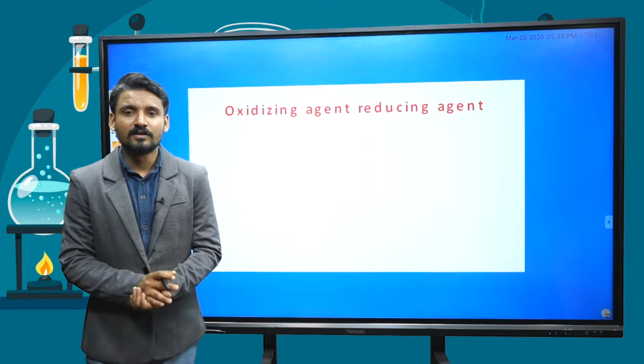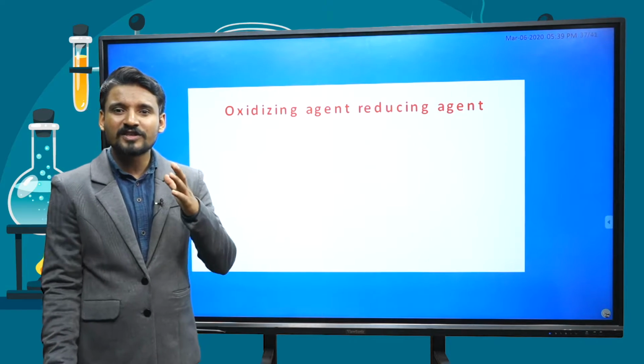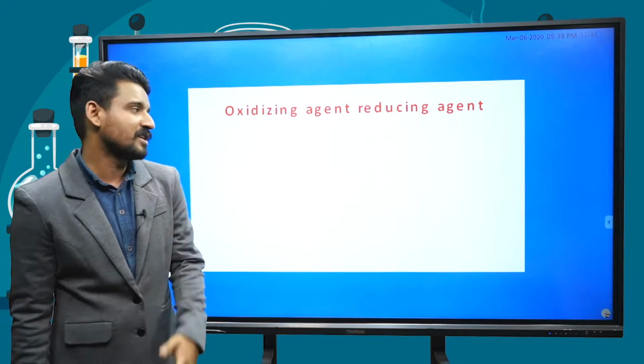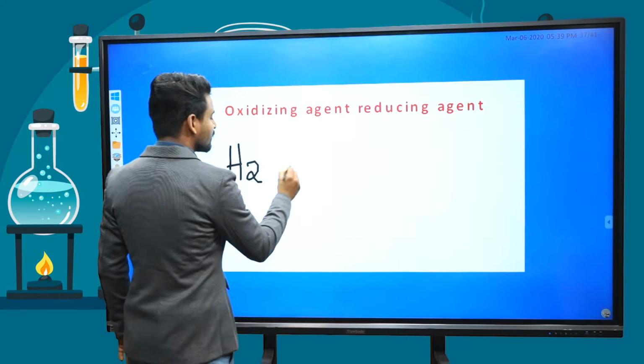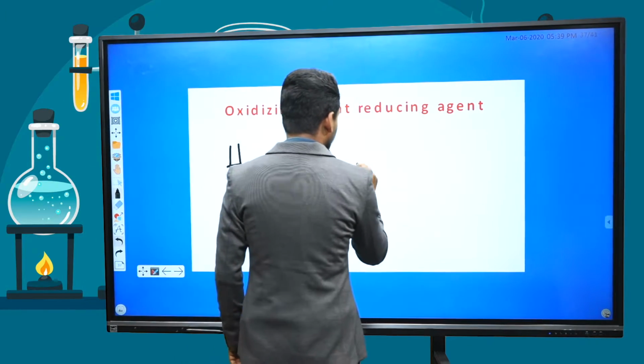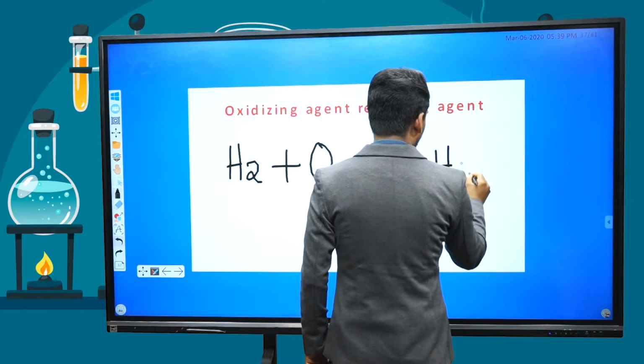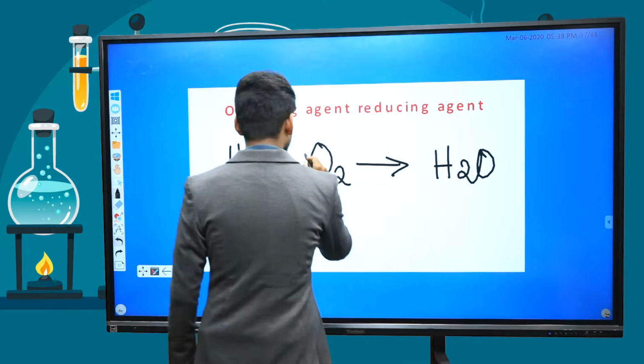Let us consider two terms, oxidizing agent and reducing agent. Let us take one example: H2 plus O2 gives H2O, so half O2.